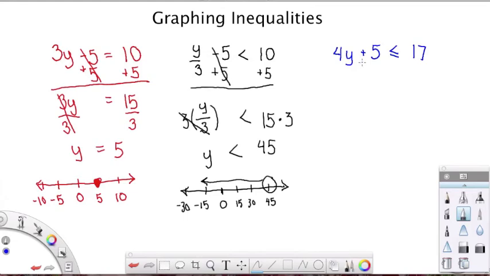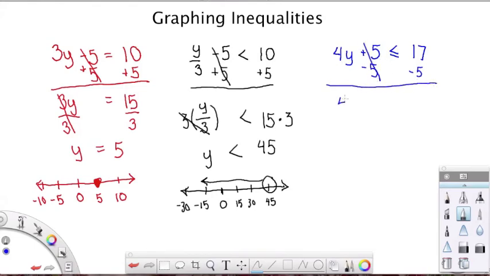So we begin to isolate. Is there anything being added or subtracted on the variable side? Yes, a 5 is being added. What's the inverse operation of plus 5? It's minus 5. So we have to subtract 5 to begin isolating the variable. And what we do to the left-hand side, we must do to the right. So we subtract 5 from both sides. That cancels out the 5.